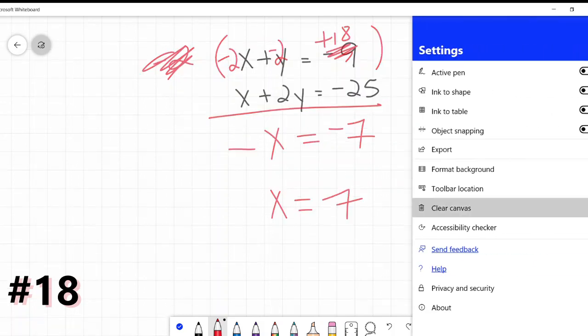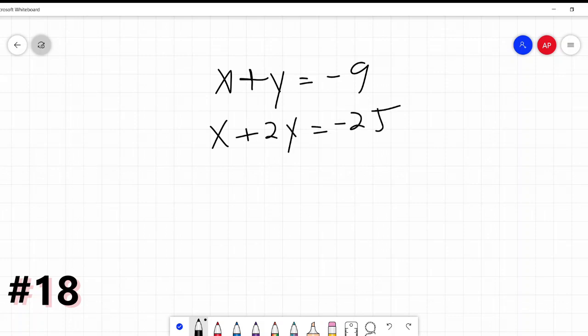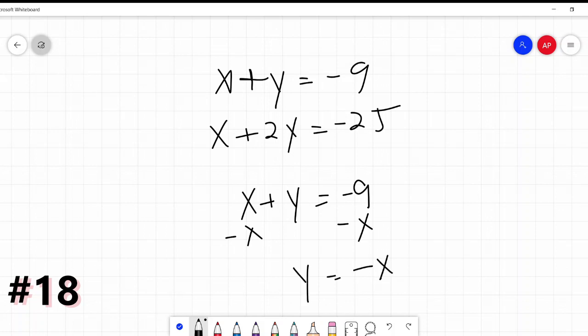The other way to do this is substitution. We have x plus y equals -9. Frankly, I think elimination is the way to go with this, but you can do it either way if you want to. I'm going to solve for y here, so I can plug it in down there and get my x first. So I'm going to subtract x from both sides. Let me write that down real quickly.